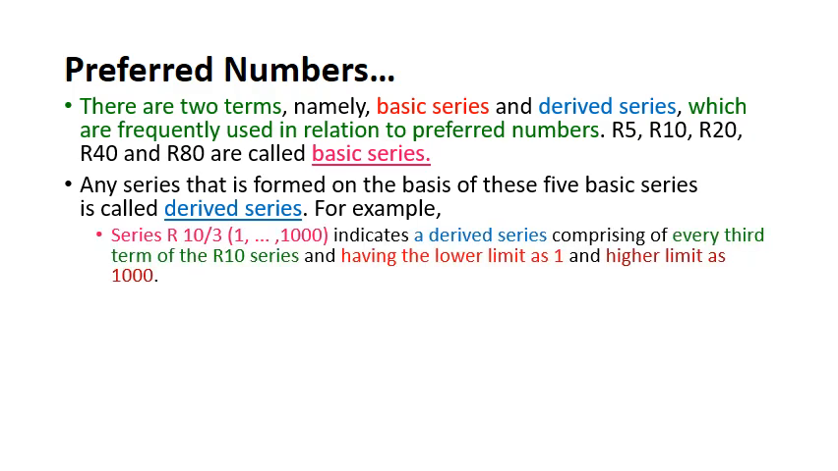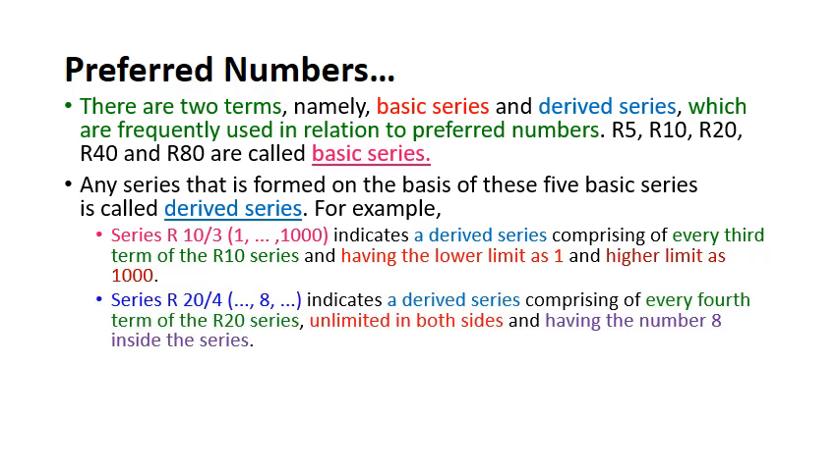For example, here we have a series represented like this: R10/3. Within the bracket, we are representing 1 comma until 1000. What is the meaning of it? It is a derived series. So every third term of the R10 series is being employed in developing a series starting from 1 to 1000. Look at the third term of the R10, multiply it and continue until 1000.